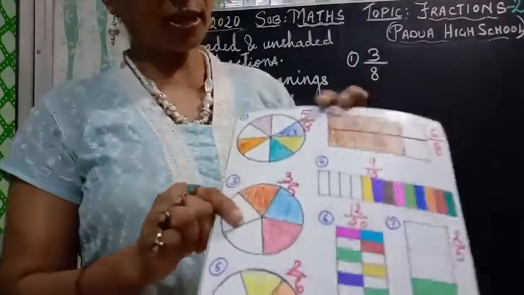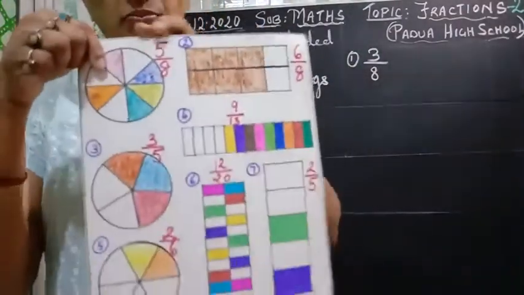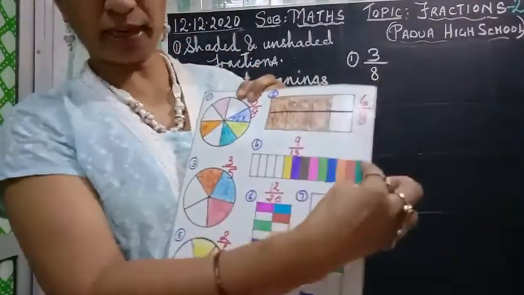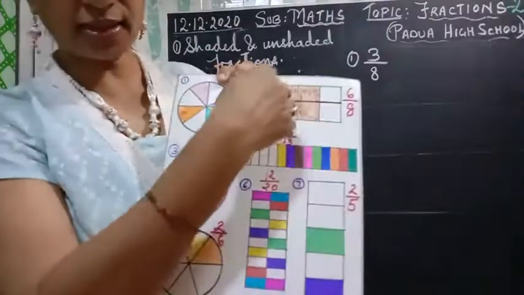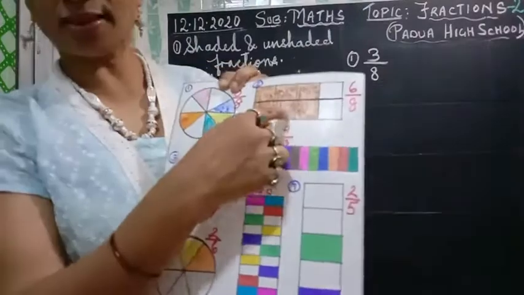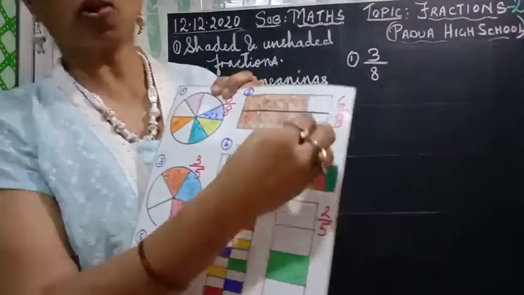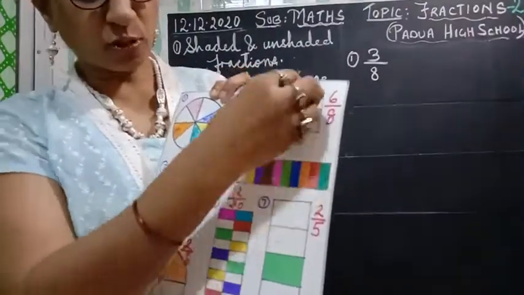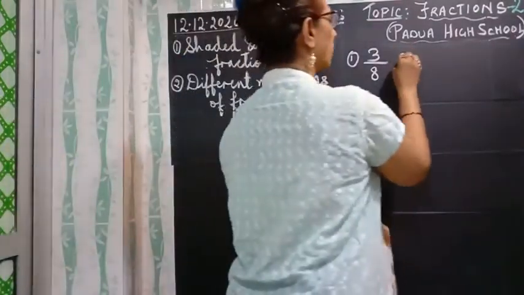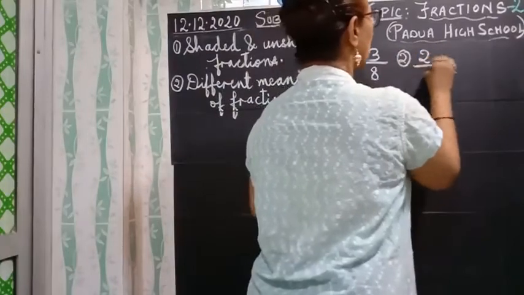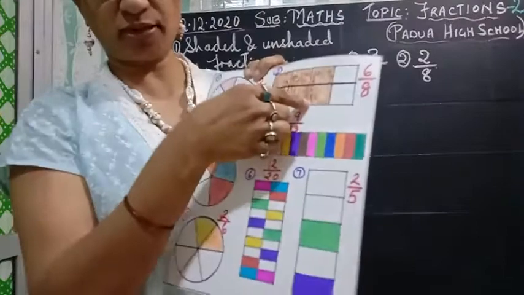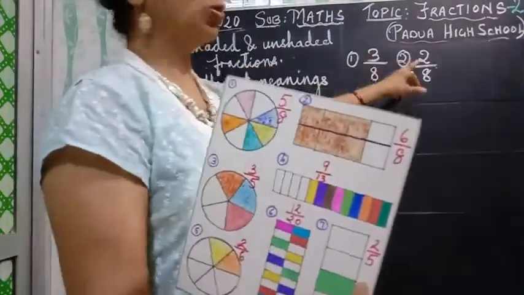Now similarly, when you look at the second one, it is 6 upon 8, right? You have 8 parts in this strip, and 6 are colored. Now 2 are not shaded or not colored. So what will your fraction be here? 2 upon 8. You got 6 upon 8 with the shaded portion, and with the unshaded, you are getting 2 upon 8.